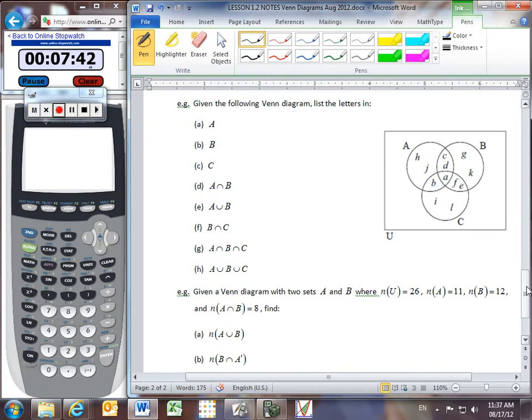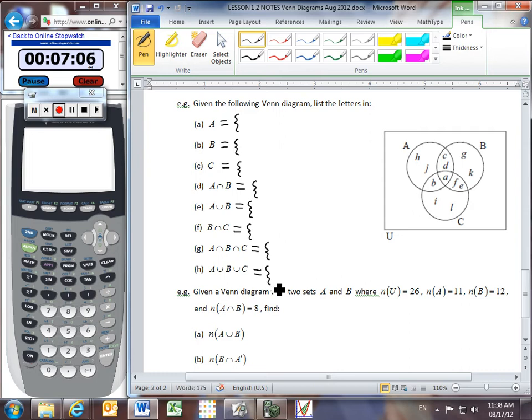So I've given you this Venn diagram with the letters A, B, C, D, E, F, G, H, I, J, K, L located in various places inside the 3 sets A, B, and C. And we need to list all of the letters in all of these 8 different examples. So let's just set up the answers first, and we know that I need to create a set of letters, so I'll open up my curly braces in each example.